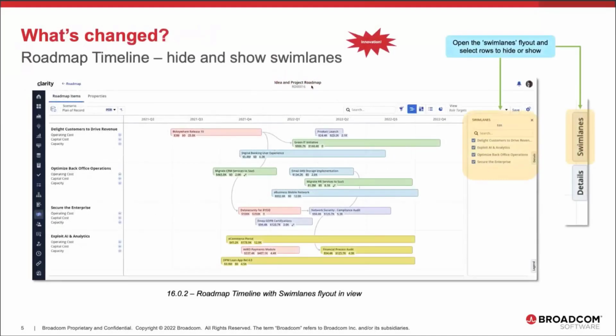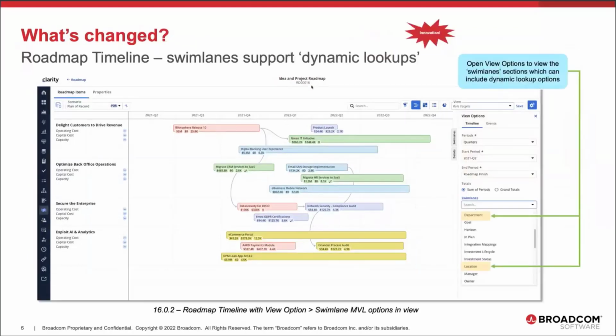So what's changed? Here's a view of the roadmap timeline with the new swim lane flyout that's available. Here's an example of like 4 swim lanes all selected. And then you have the option to hide or show those that may or may not have roadmap items associated with them, or you just want to take a different look at it and save it as a view.